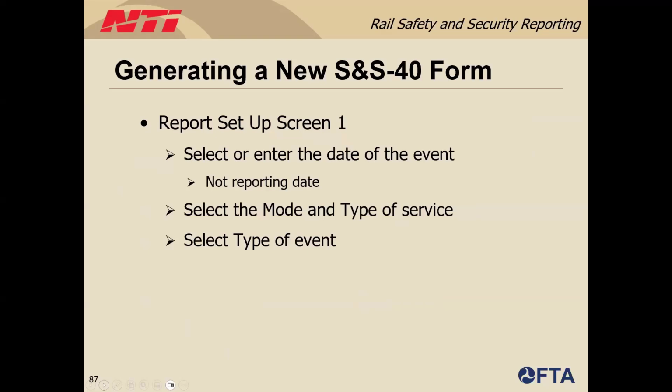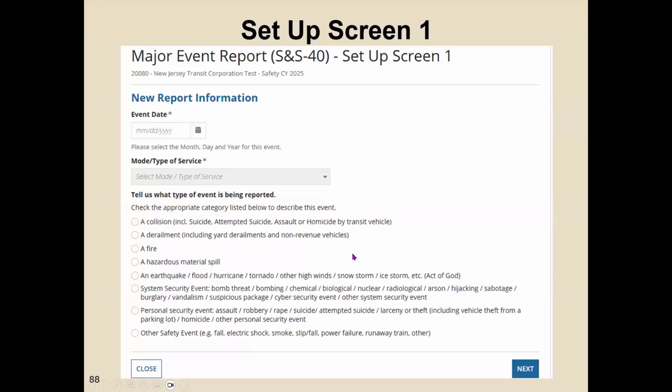The first 2 screens to appear are Setup Screen 1 and Setup Screen 2. These 2 screens act as a wizard, if you will, and that may be an old term, but at any rate, act as a wizard in order to determine if the event is reportable. So the first screen, Setup Screen 1, is where you put in the date, you enter in the mode, and then you select the type of the event. This is an example of Setup Screen 1. As I said, the date, type of service, and then you check which event type it is.